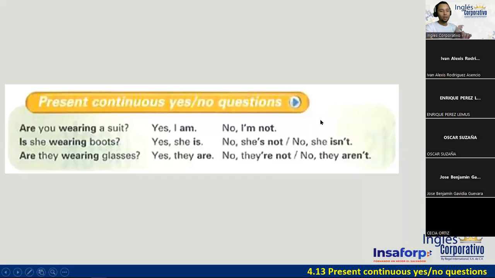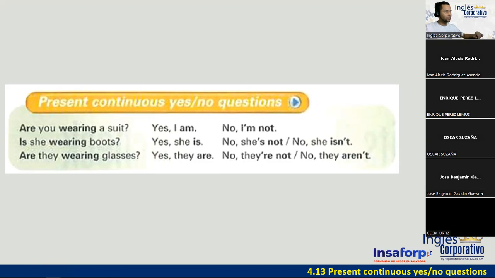Así que vamos. What do we have? It's present continuous yes, no questions. Esto lo vimos, digamos, de una forma un poquito superficial la semana pasada. Así que hoy vamos a verlo con un poco más de detalle. You have this. Are you wearing a suit? You say, yes, I am. No, I am not. Is she wearing boots? Yes, she is. No, she's not, or no, she isn't. Are they wearing glasses? Yes, they are. No, they're not, or no, they aren't.